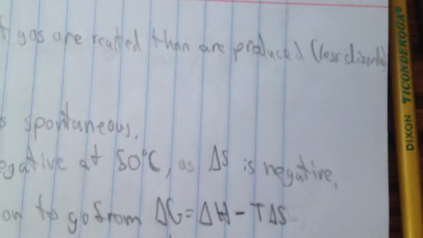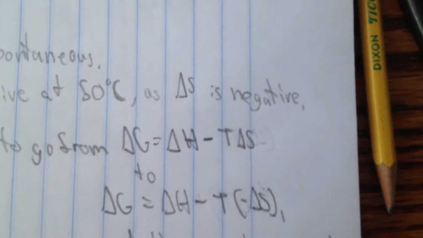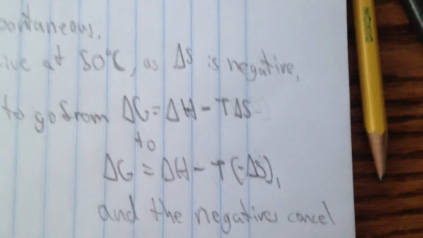So the answer for the second part of Part B is delta G would become less negative at 50 degrees Celsius as delta S is negative, causing the Gibbs free energy equation to go from delta G equals delta H minus T delta S to delta G equals delta H minus T negative delta S, and the negatives cancel.